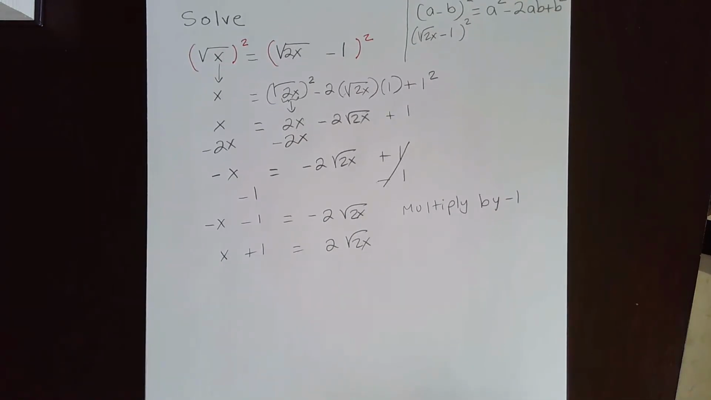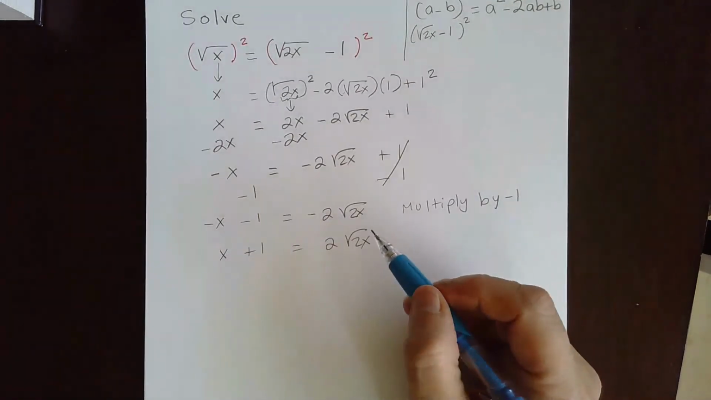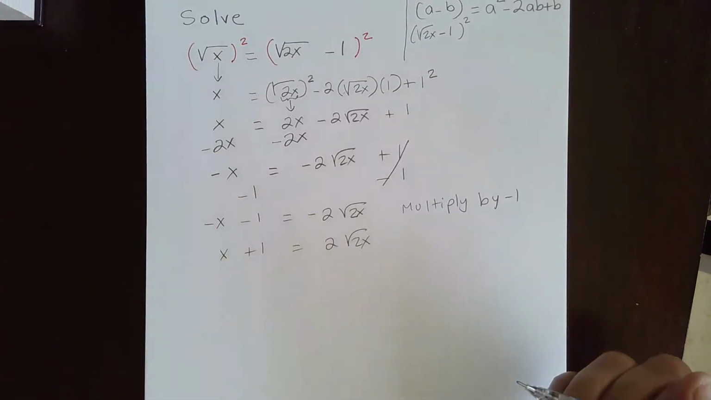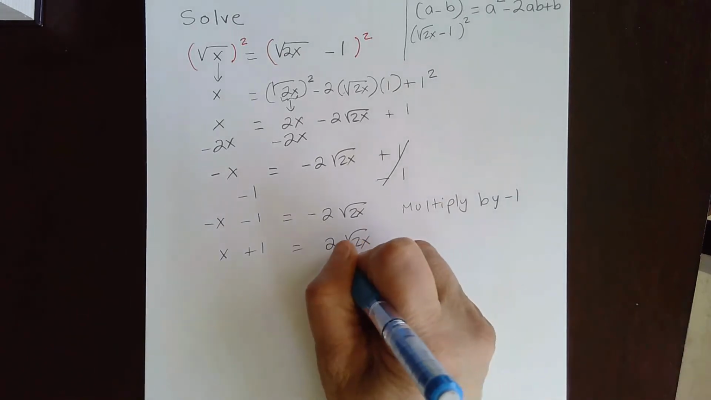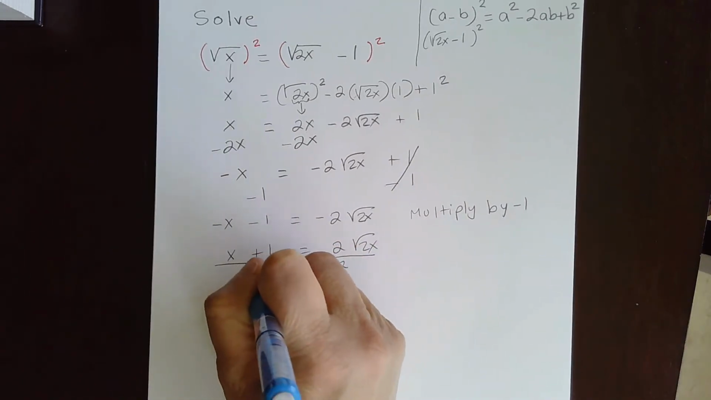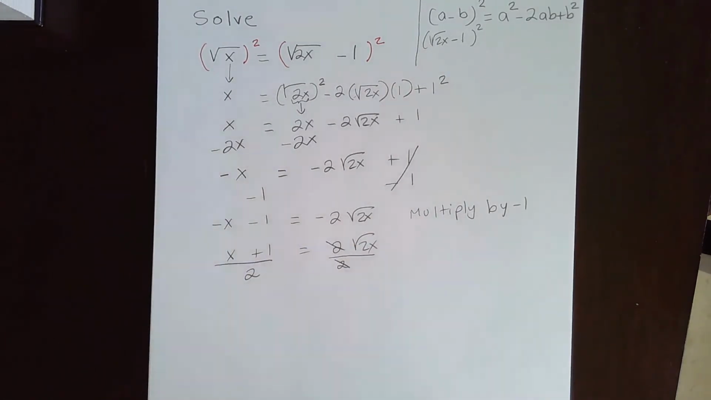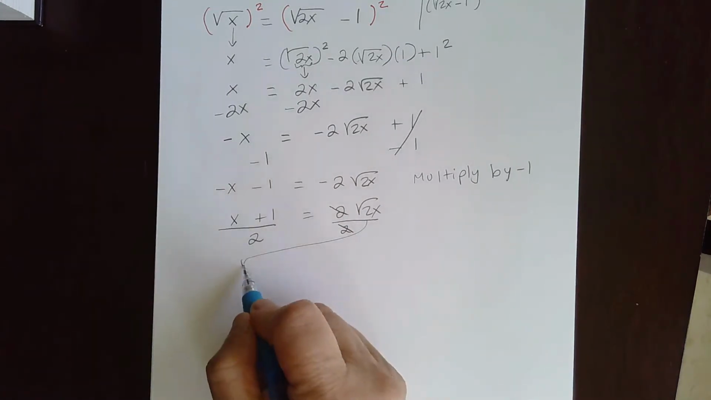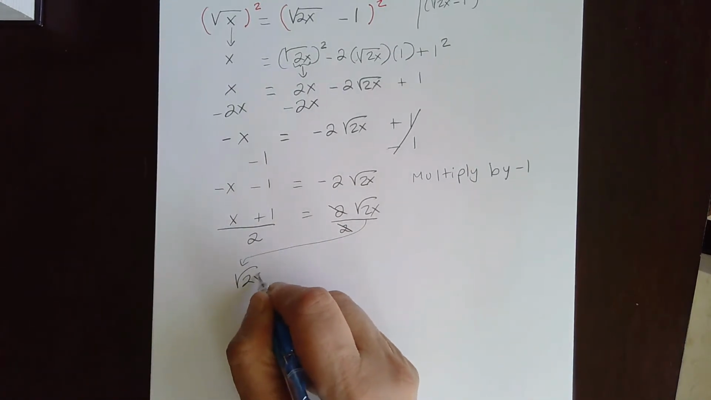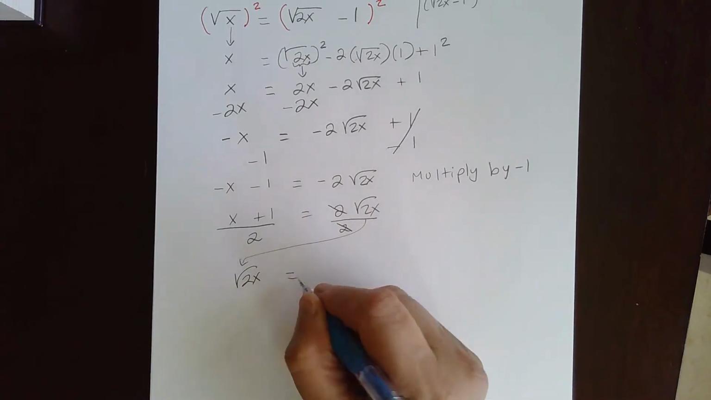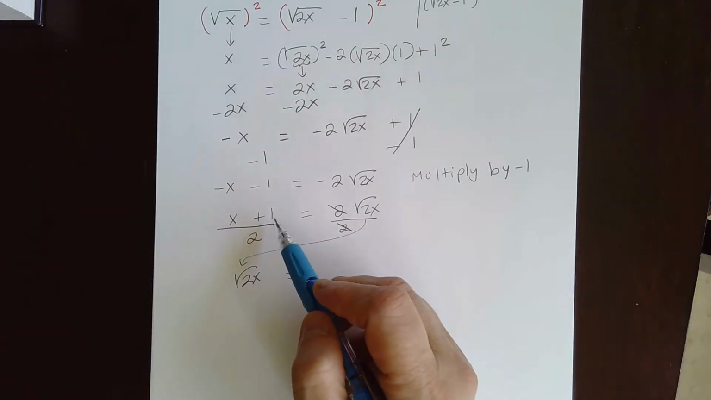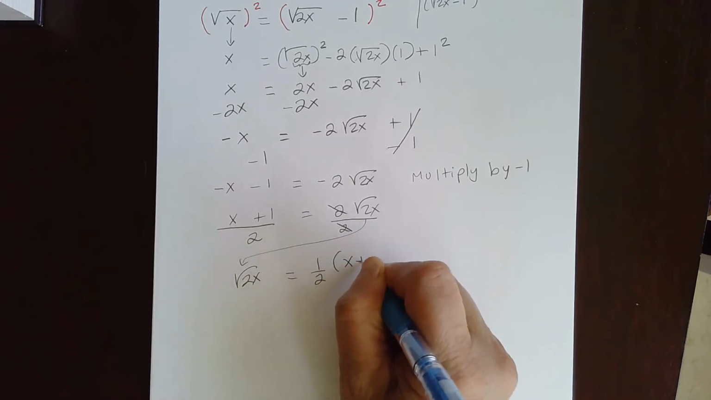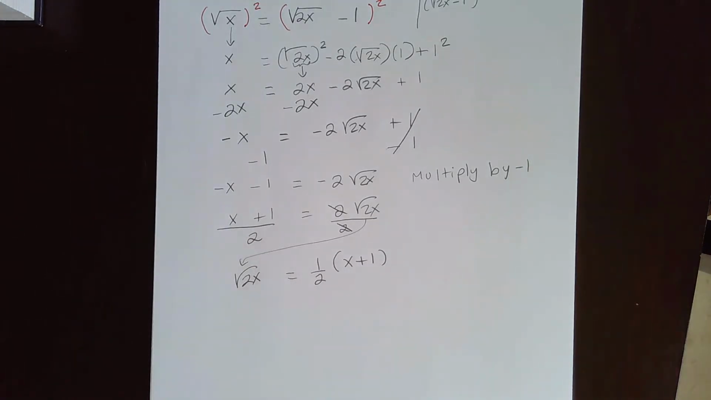Either one would work. Now I need to isolate the radical in order to square both sides again. So you divide by 2 on both sides, and this cancels. You may want to write this on the left side, so let's go ahead and do this. You'll be left with the square root of 2x equals x plus 1 over 2. You can leave it like this, or you may want to write 1/2 times x plus 1. Either one would do, so I'm going to write it like this.